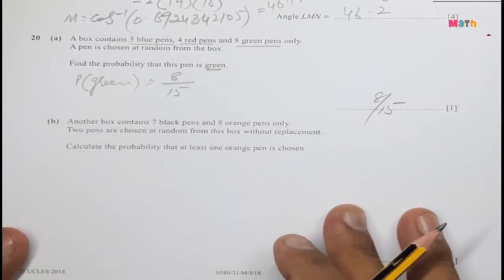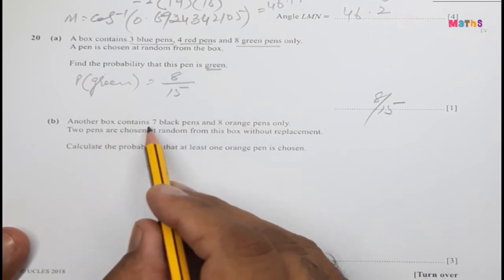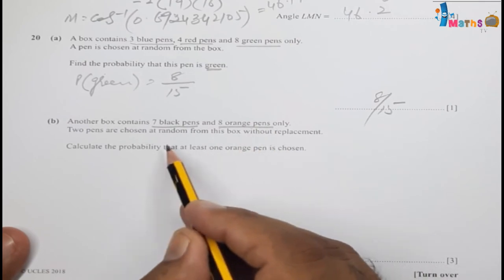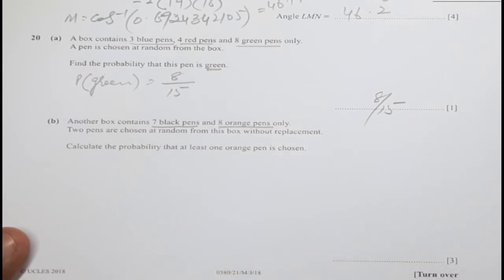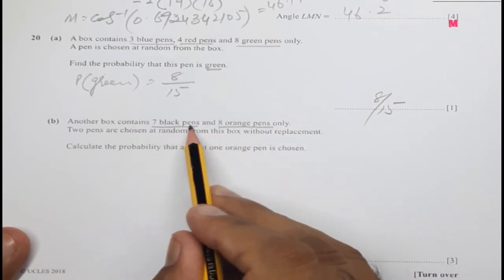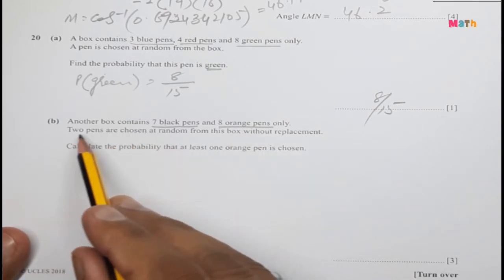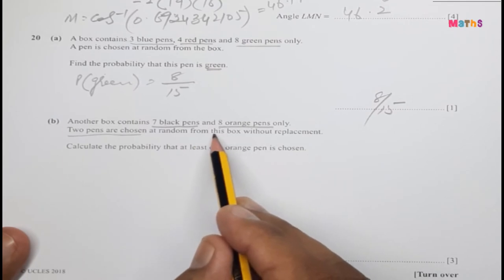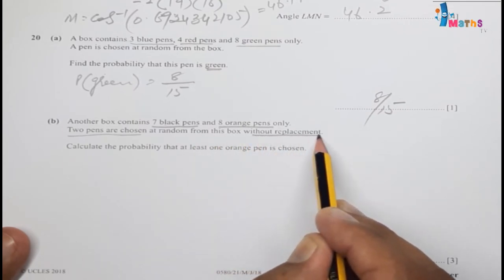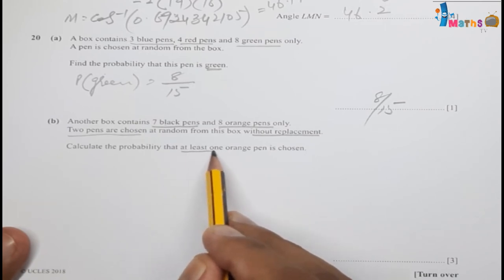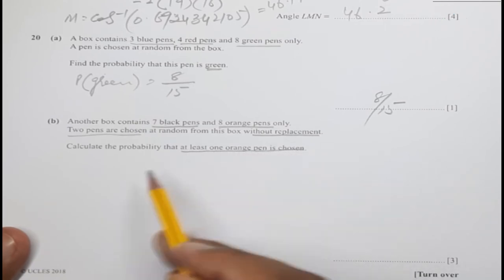And B part: another box contains 7 black pens, 8 orange pens only. So two types of pens, 7 black pens and 8 orange pens. Two pens are chosen at random from this box without replacement. Calculate the probability that at least one orange pen is chosen.